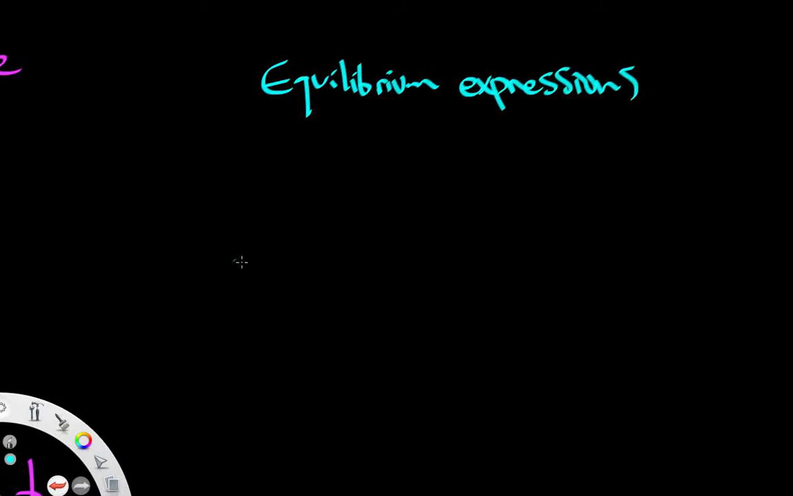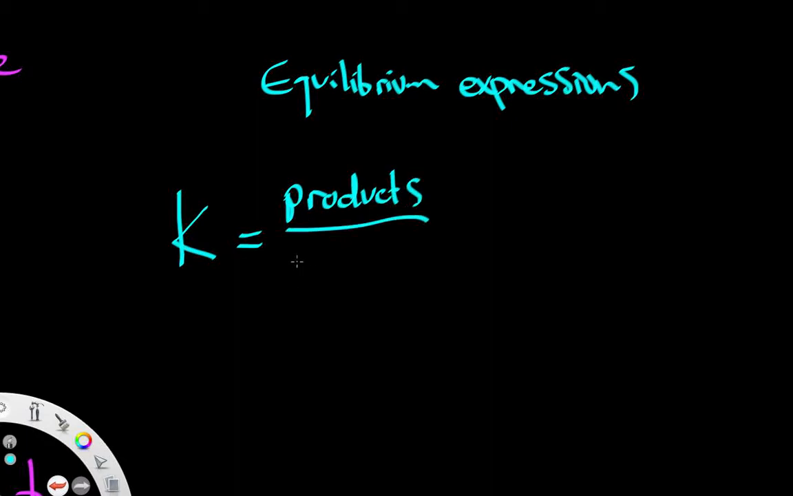So an equilibrium expression is a K where I have my products over my reactants. And that's what the equilibrium constant represents. It represents products over reactants. And you'll see them drawn with brackets around them.